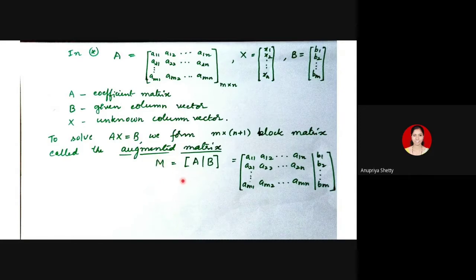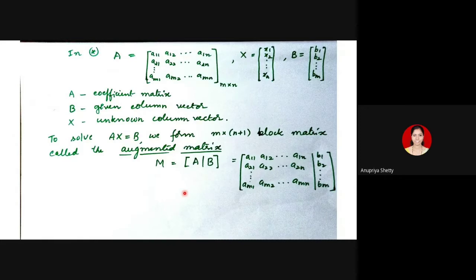So first, let us assume that I have interchanged two rows of the matrix M. If I interchange two rows of M, that is equivalent to saying I have multiplied M on the left side by an elementary matrix of type 2. After doing that, two of the rows get interchanged, so I'll get another matrix.